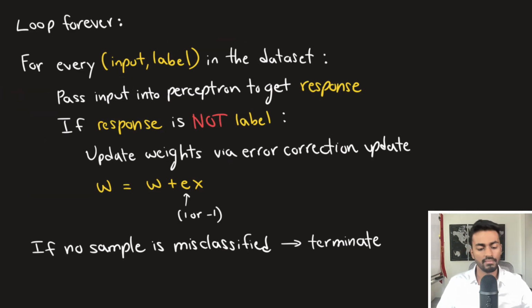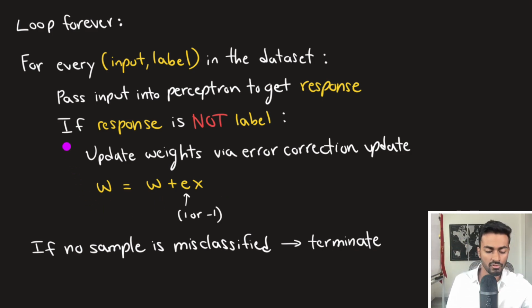So here's the algorithm where we will loop forever. In this loop, for every input and label pair in the data set, we want to pass it into the perceptron in order to generate a response. And if this response is incorrect, that is, if the response is not the label, we will make updates to the weights in this way. We will say W is equal to the weight vector plus error times the input vector, right? And this error can be either 1 or -1, depending on whether we got it on one side of the decision boundary or the other side of the boundary.